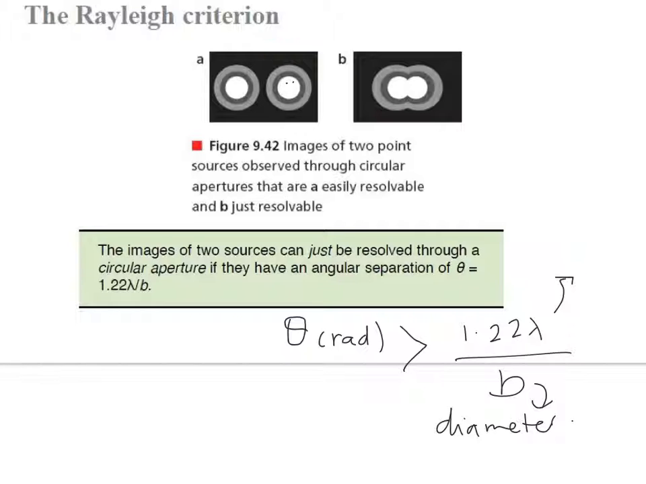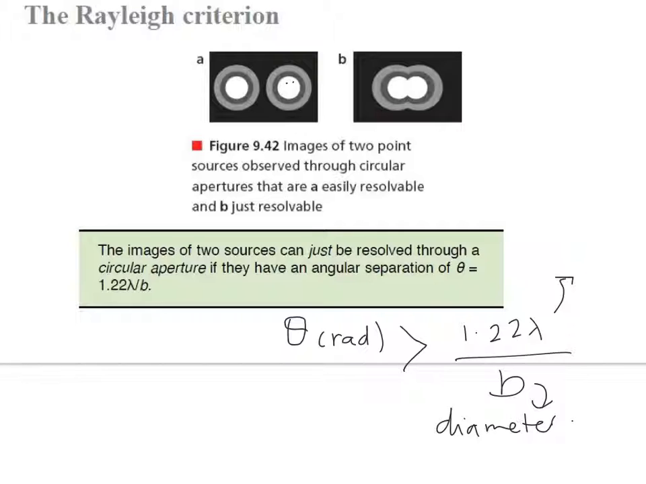And this is a nice picture actually, because this is what happens if the angle is smaller, and this is what happens if the angle is bigger. And if it's the same, then you can just about make it out. So that's your minimum point.